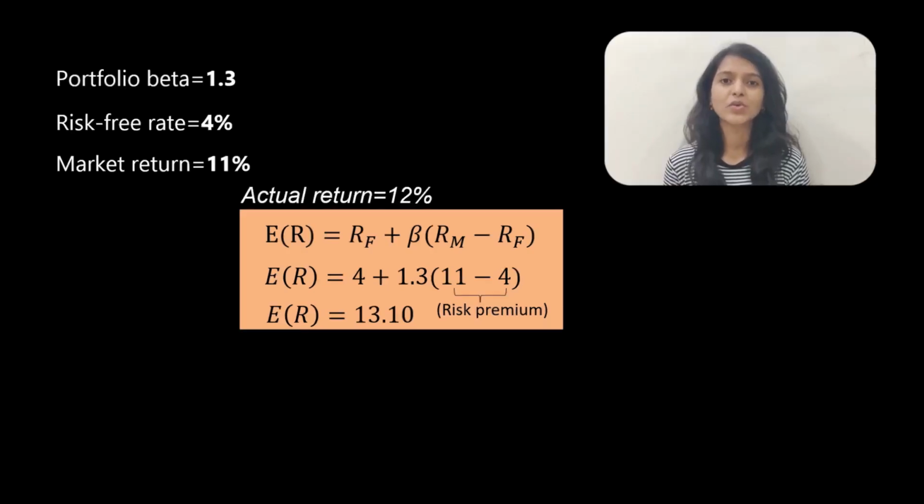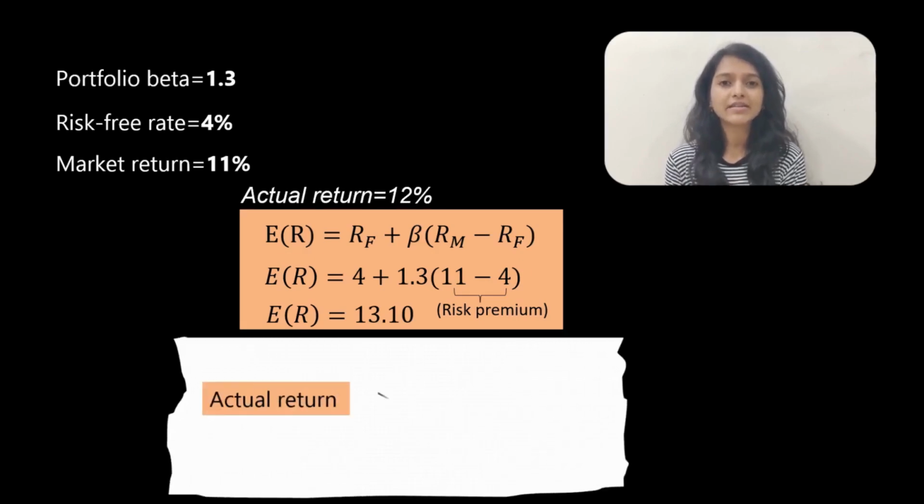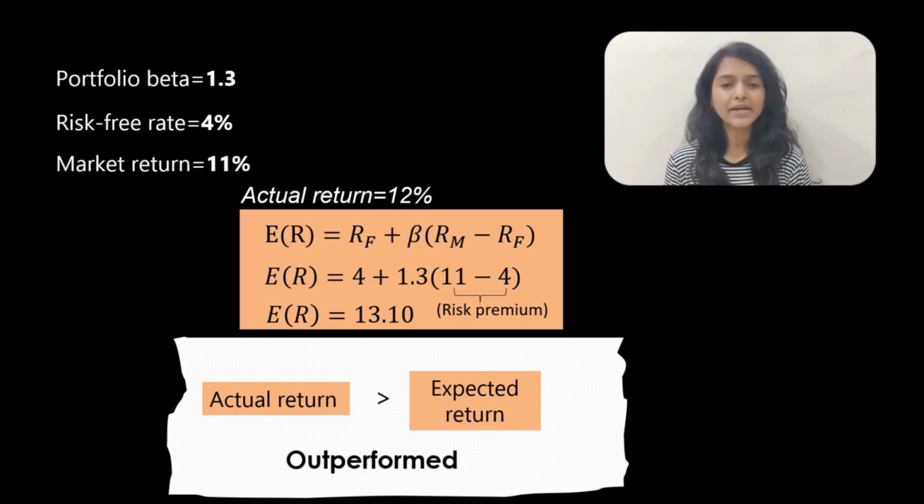Now there is a small note. When the actual return is greater than the CAPM-based expected return, it means the portfolio has done better than expected. But in this case, the actual return is less than the expected. That is, it has underperformed by 1.10%. So this is how we can evaluate any under or overperformance.